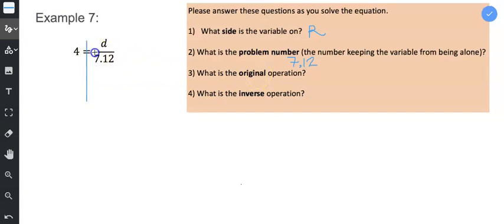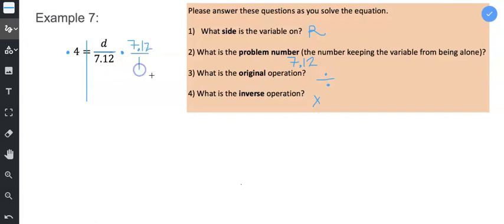The original operation is that fraction bar, so that means division. Fraction bar means division, and the inverse of division is multiplication. So we're going to multiply both sides by a number. I hope you're thinking 7.12, because 7.12 is the problem number. It's the number that we're trying to get rid of. So that's what you want to multiply by.